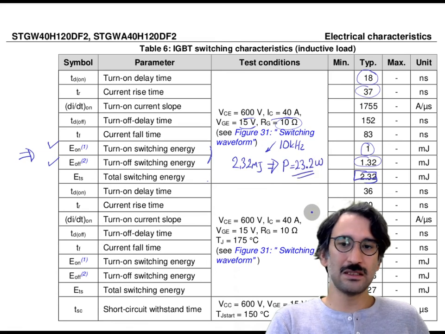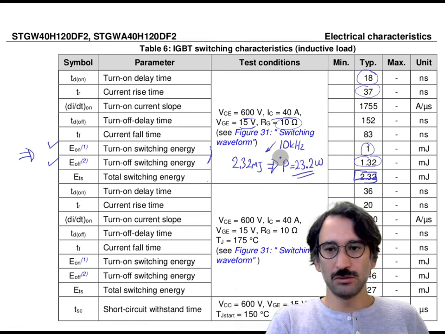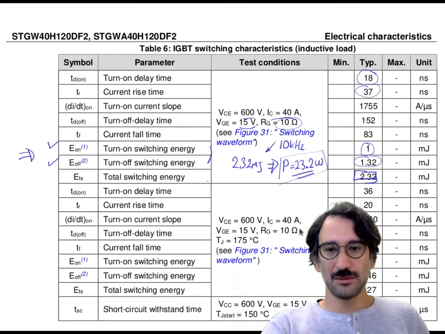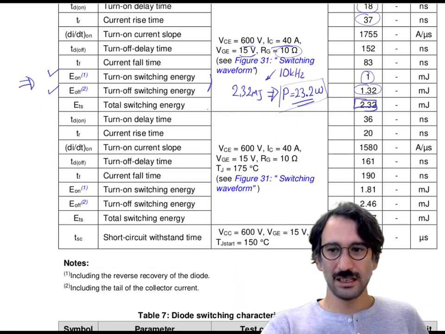This is just the switching losses. On top of that, you can have the conducting losses, and you will add these two, and by using the thermal analysis, you can estimate the operating temperature of your device. Okay, and again, this is for a different operating condition.